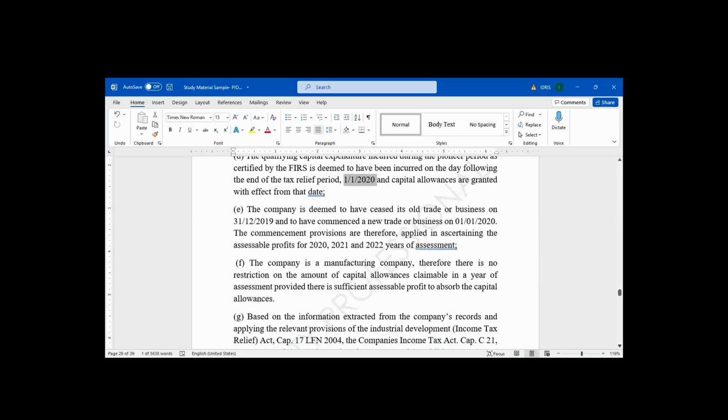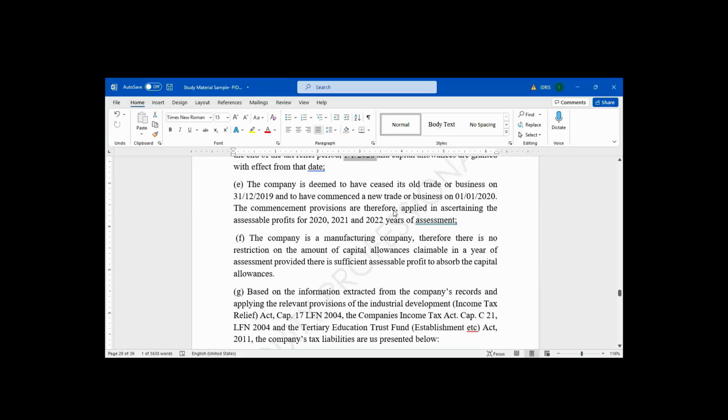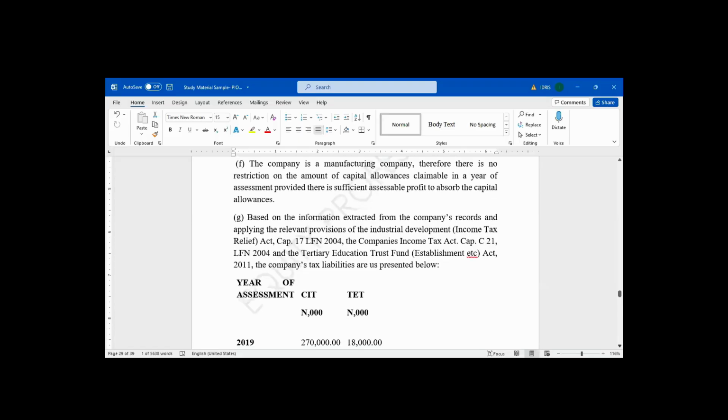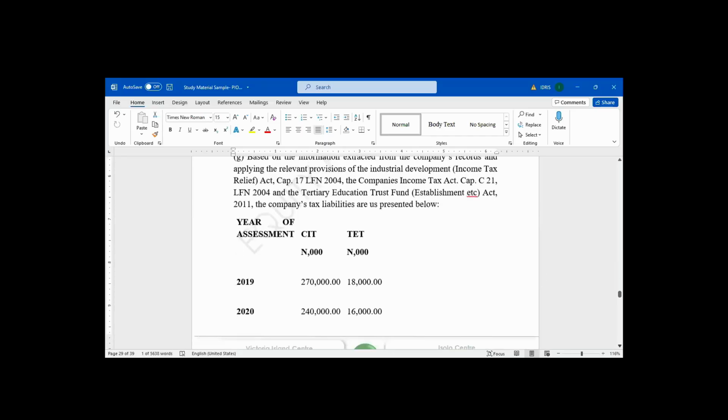Another point, you need to let them know that after the pioneer period, commencement rule will apply. That is point E. Commencement rule will apply after the pioneer period. Provision of commencement rule. So you state your point. Now let's go to computation. At the end of the day, your last point is for you to summarize the tax the company will pay in your report.